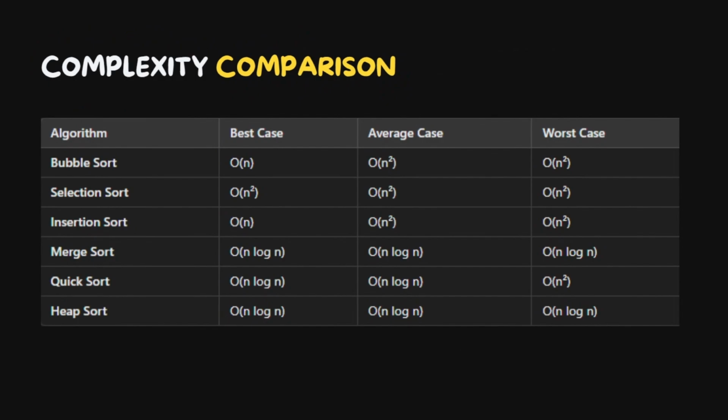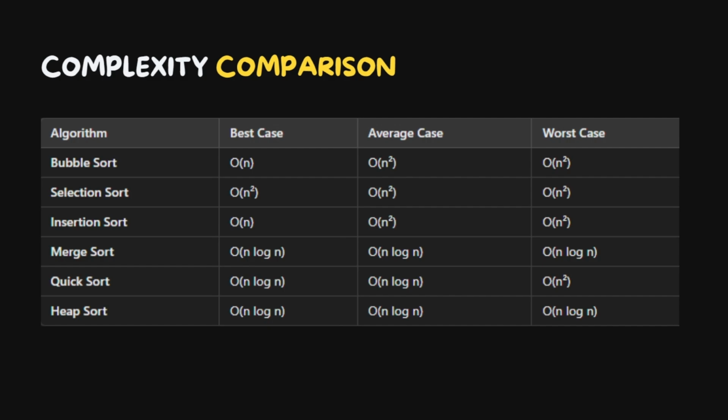For merge sort, best case is order of n log n, average case is order of n log n, and worst case is also order of n log n. For quicksort, best case is order of n log n, and average case is also order of n log n, but the worst case is order of n square.